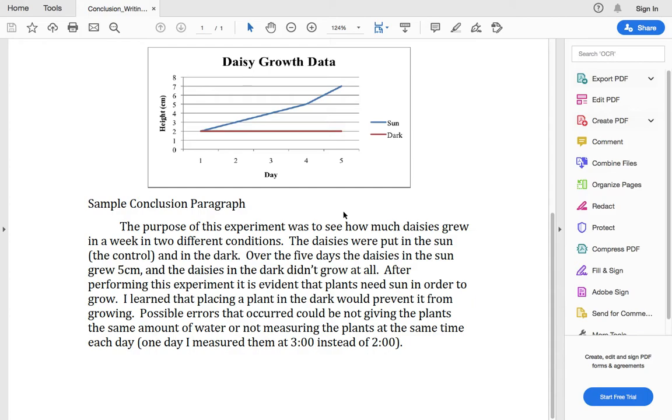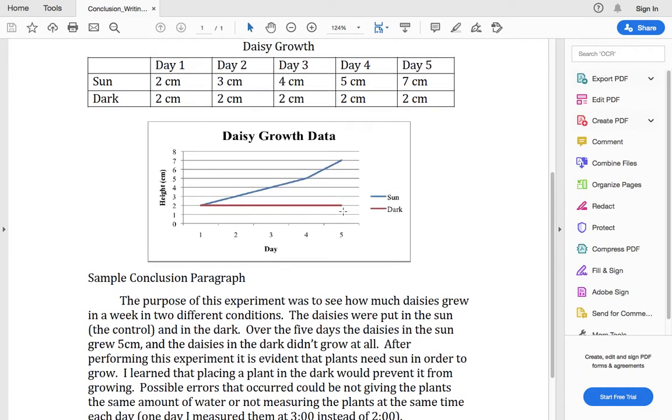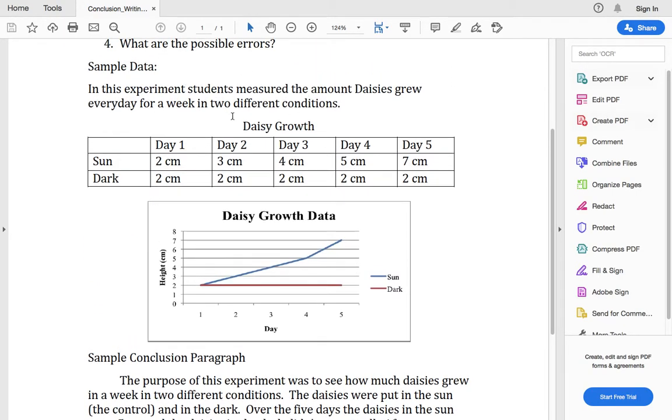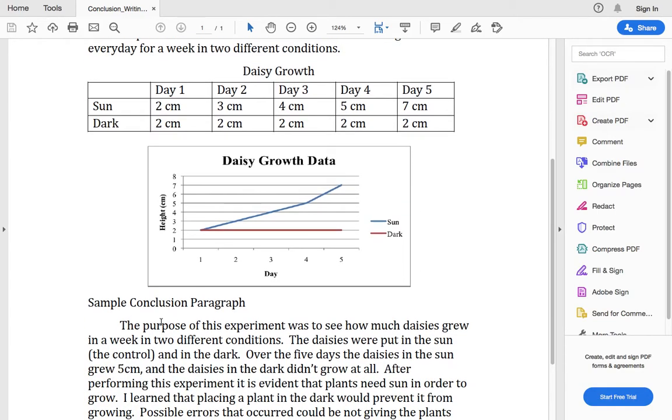The conclusion statement. Here's a sample statement. What is a good conclusion? What would it look like? The purpose of this experiment was to see how much daisies grew in a week in 2 different conditions. Now, some people would say the purpose, some people would say the hypothesis. I like the hypothesis, and I would have said my hypothesis was that daisies would grow more in the sun. Down here I would say my hypothesis was correct.